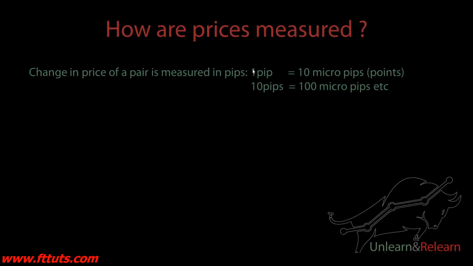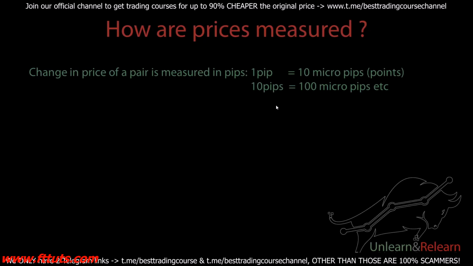In the same way, 10 pips equals 100 micropips. We're only going to talk about pips in terms of pips. So when you say my price moved 10 pips, that's like 100 micropips or 100 points. For general talking terms, we're only going to focus on 1 pip, 10 pips, 15 pips, and so on.